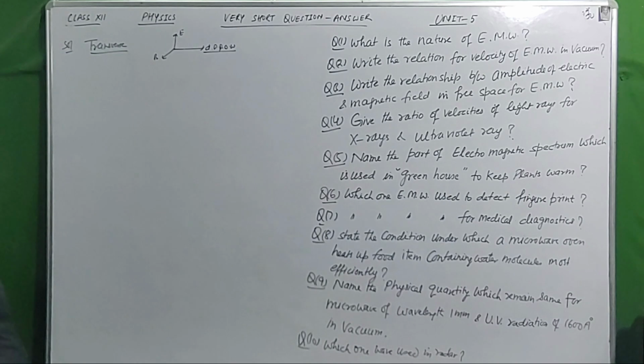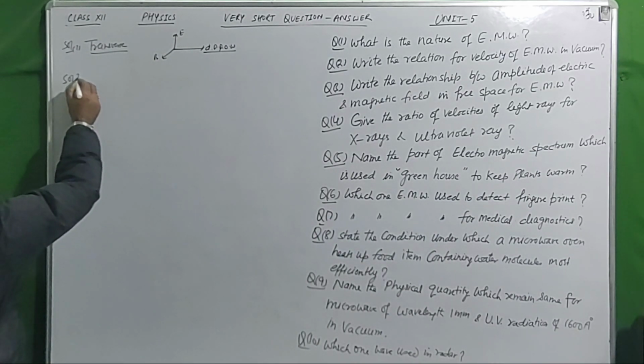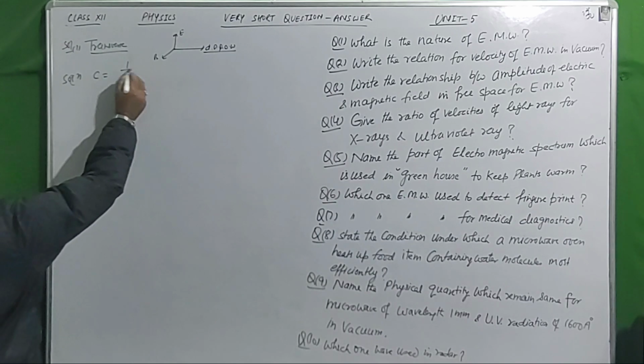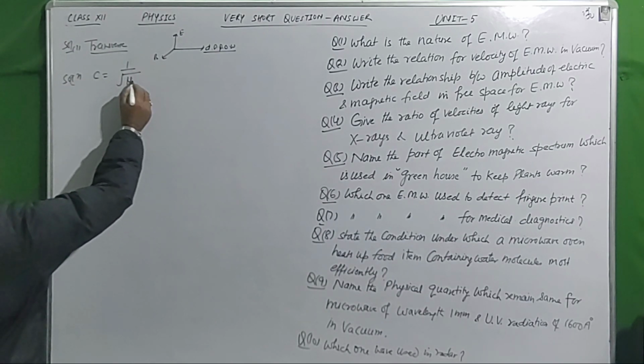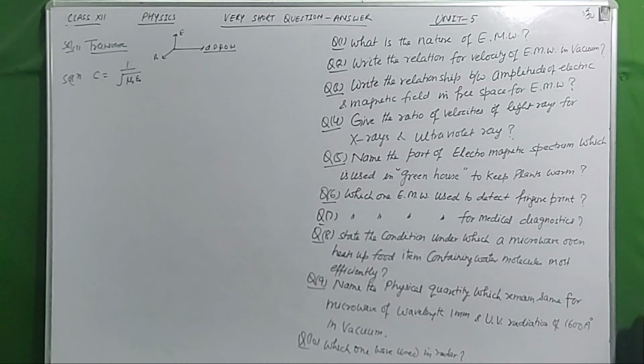right? Next, write the relation for velocity of electromagnetic wave in vacuum. What is the velocity relation in vacuum? c is equal to 1 upon under root mu naught epsilon naught. Mu naught is permeability and epsilon naught is what?